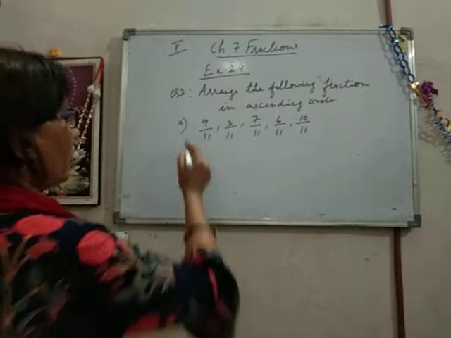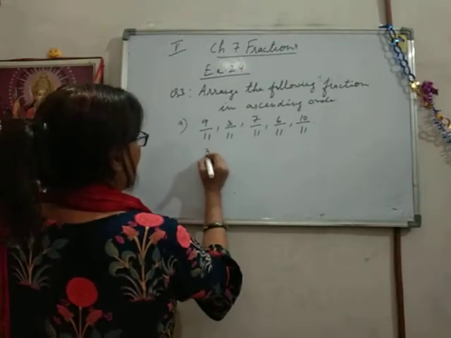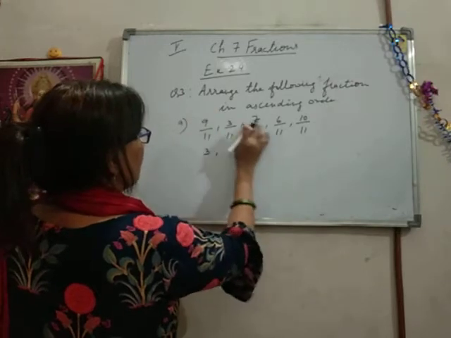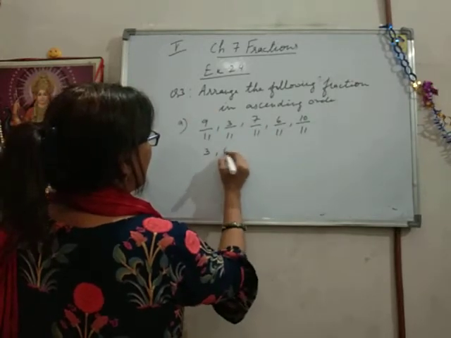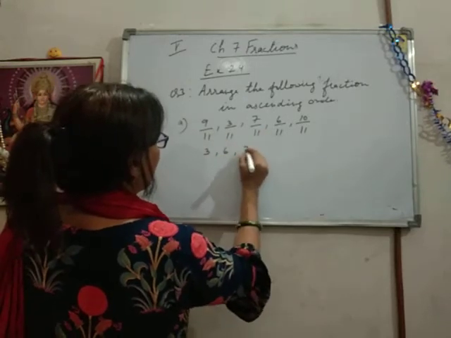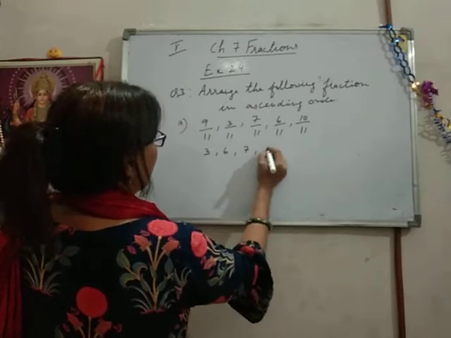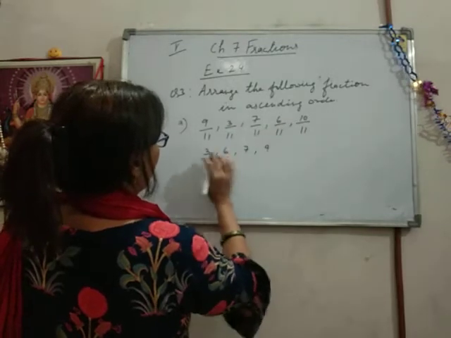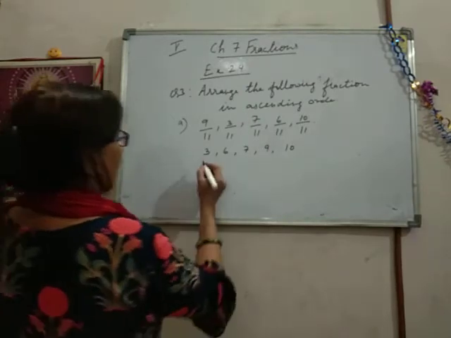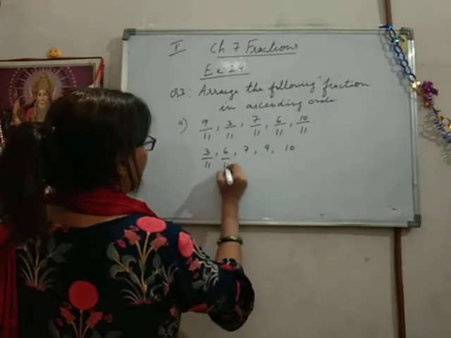So which is the smallest from here? 3. Now we do not see this one. Now 9, 7, 6 and 10. Which is smaller now? 6. After that 9, 7 and 10. 7. Afterward 9. Last one is 10. Then we note down their denominator.